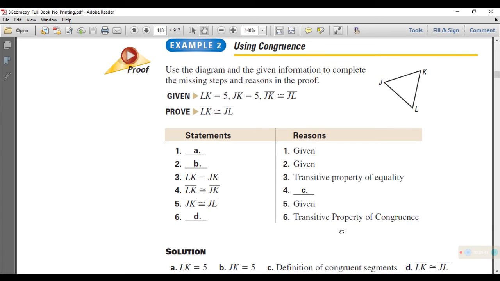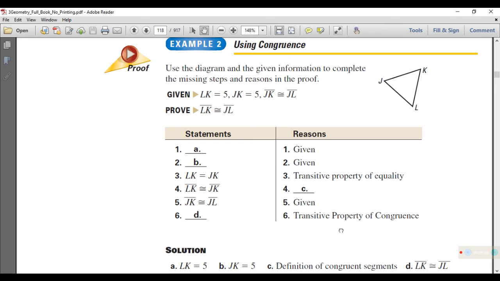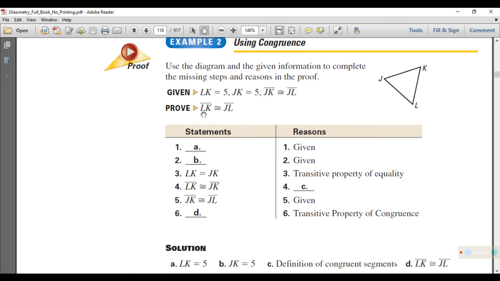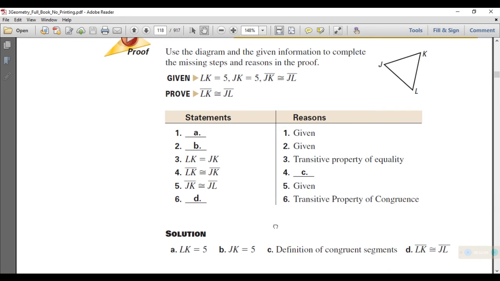Ano yung gagamitin natin for here? Okay. So, we have the last outline, since nasa dulo naman siya, kokopyahin lang natin to. So, transitive property of equality, we have LK is congruent to JL. Okay?